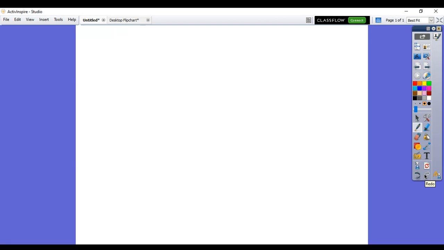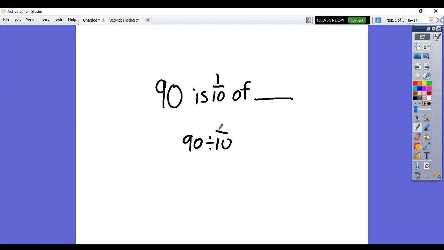Let's try to find one with 1/10. Sorry, let me find an example problem. All right, so our next one we're going to go over is 90 is 1/10 of what number? Now, this doesn't mean that we're going to take 90 divided by 10 just because we see that 1/10. That is not correct. We are going to think about this logically. So 90 is 1/10 of what number?